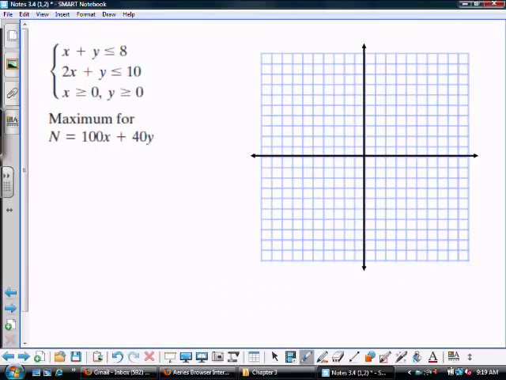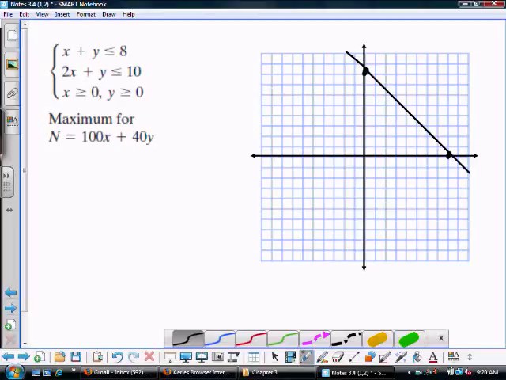X plus y is less than or equal to 8 has an x-intercept at 8, 1, 2, 3, 4, 5, 6, 7, 8, and a y-intercept at 8, 1, 2, 3, 4, 5, 6, 7, 8, and I'll make my line. I'm going to try to remember which way I would be shading because I don't want to get all my shading in the way. Oh, so 0, 0 is less than 8. 0 plus 0 is less than 8. So I'll be shading below that line.